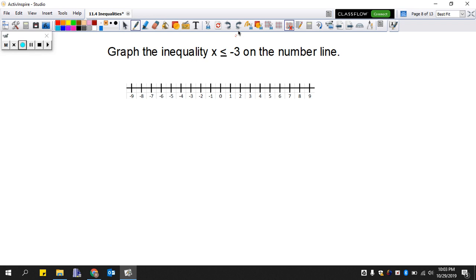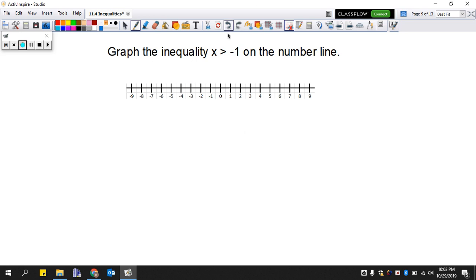Here, graph the inequality x is less than or equal to negative 3. So come to negative 3. Because it's less than or equal to, it's a filled in circle, but it's still less than, so that means our arrow is still going to go to the left. And you notice that the arrowhead here is the same direction as the less than symbol.